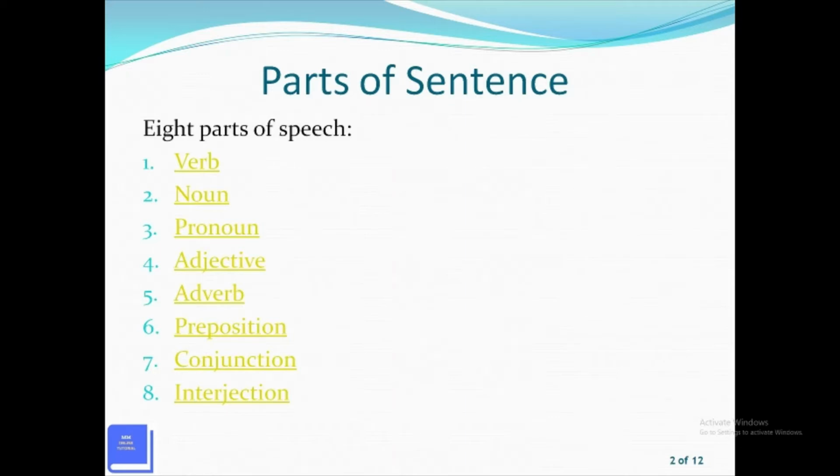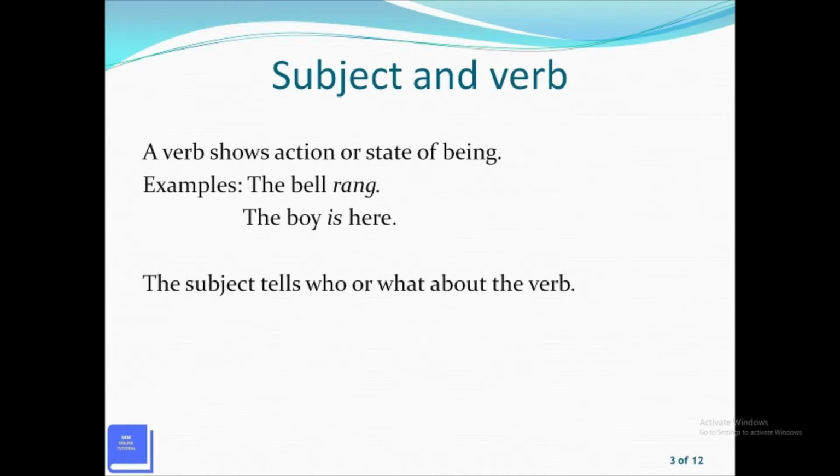So let's start. The first is verb. So this is the subject and verb. Before finding the subject or verb in a sentence, we need to know the definition of verb and the definition of the subject. A verb shows the action or state of being of the subject. That means it shows what action is being done by the subject. The subject tells who or what about the verb.